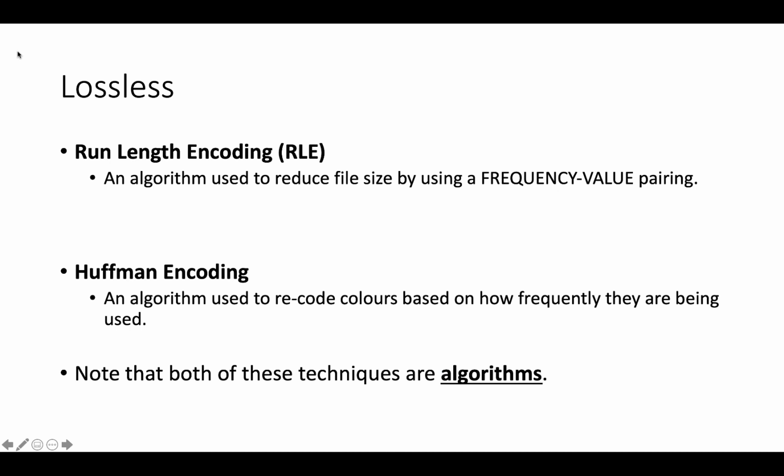So lossless compression is when we apply some computer program, some algorithm, to our data, and that's going to give us a smaller file size. There are two main types of lossless compression that we're going to look at. The first is called run length encoding, and that's where we take a frequency value pairing, and we'll talk about that in the next video. And then finally we'll talk about Huffman encoding, which is a little more complicated but has some spectacular results in file compression, and it's based on recoding colors depending on how frequently they're used.